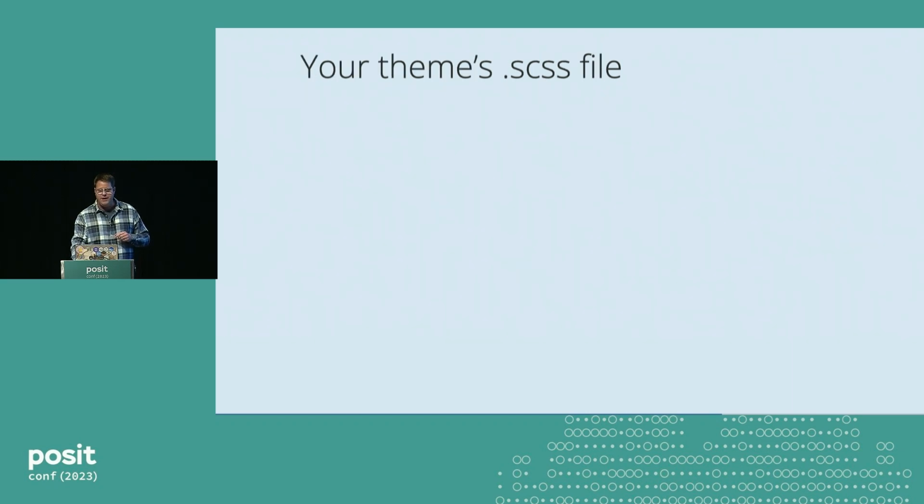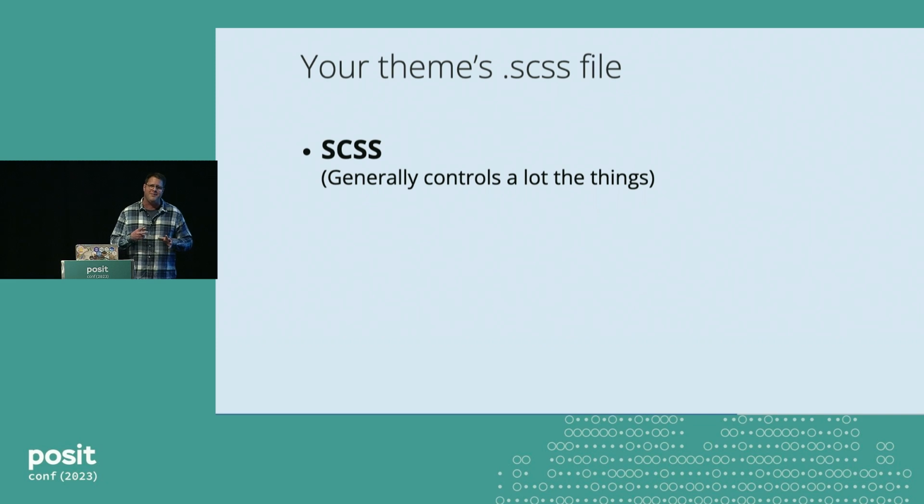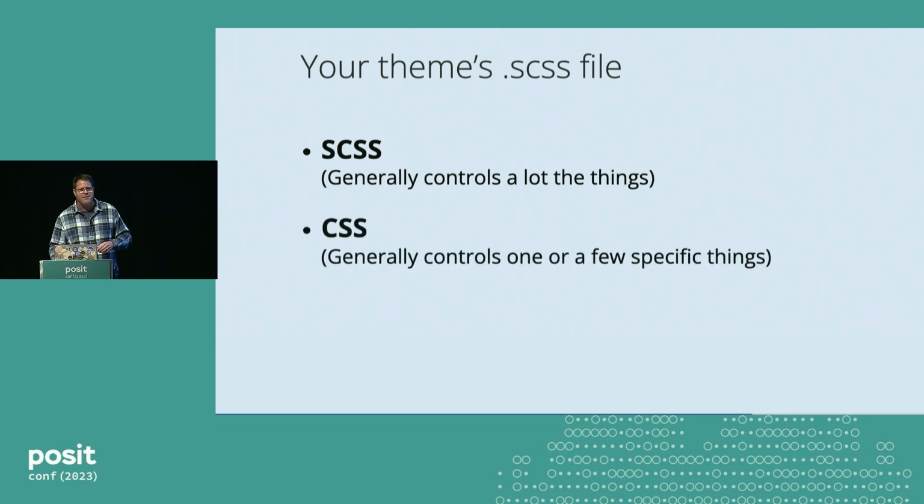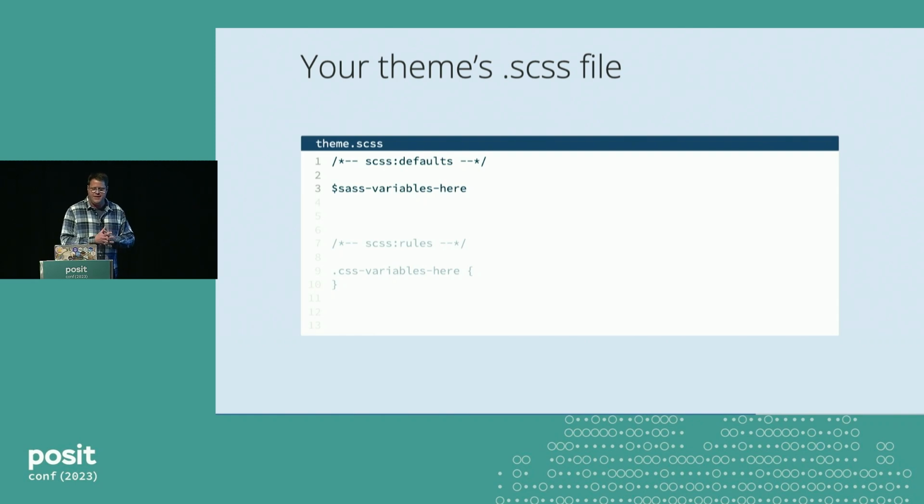All right, now that you've wired it up, here's the one file you need to make. It's an SCSS file. There are a lot of different things you can do in this file, but I'm just going to talk about two. The first is SCSS Sass, which in general is going to be one variable that controls a lot of things, like, I want this font to be everywhere. And then also I want to talk a little bit about CSS, which in general tends to control just one or a few things, like when you hover on a red button, I'd like the hover color to be slightly different.